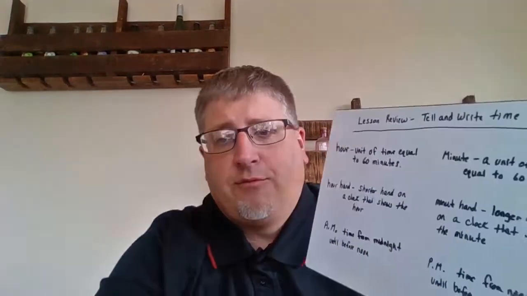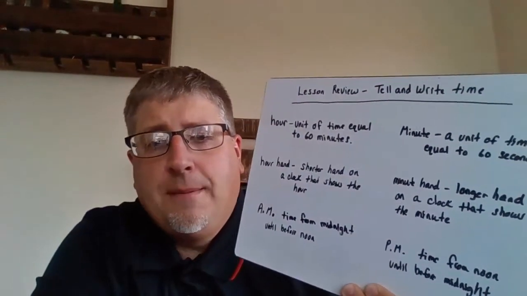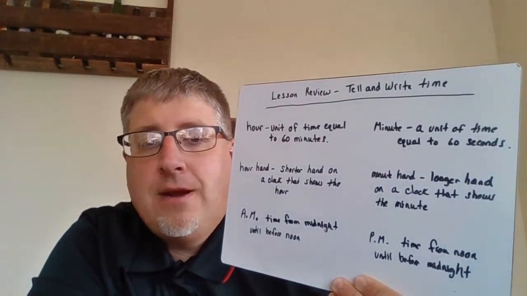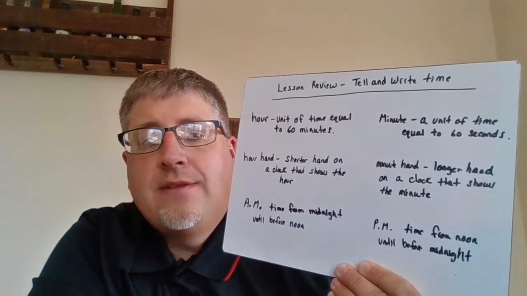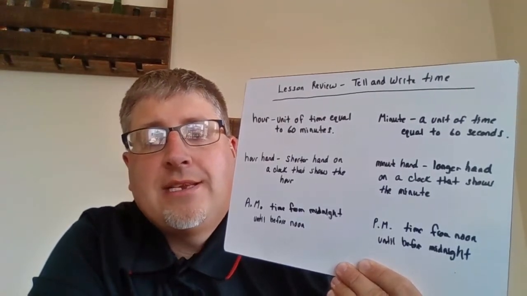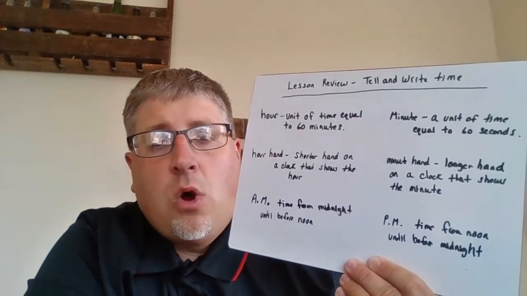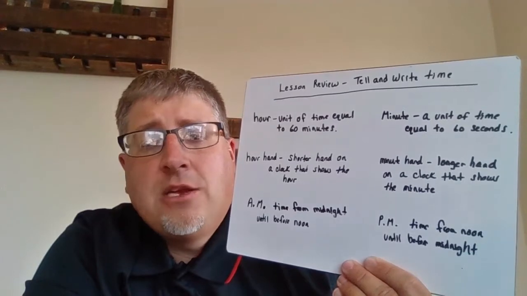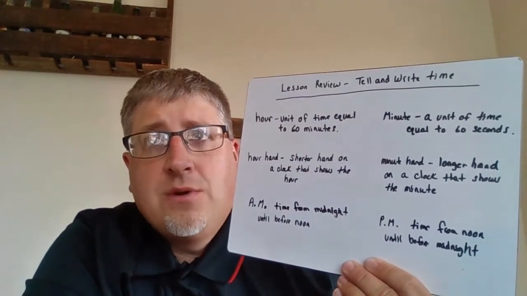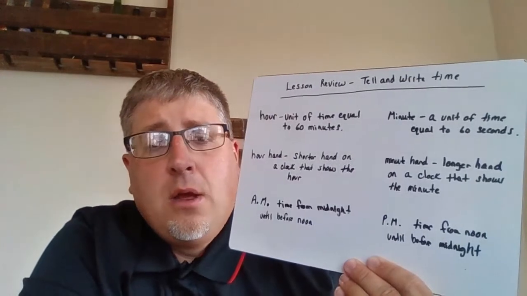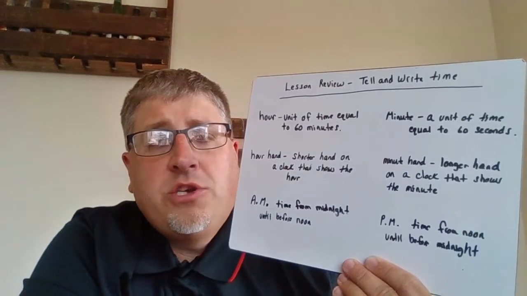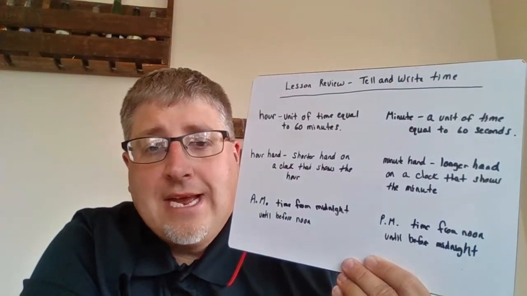Kind of the review pieces here I have written out here. We're just going to kind of briefly go through them. An hour is a unit of time equal to 60 minutes. All right, when we're thinking about that clock, an hour is a unit of time equal to 60 minutes. So it takes 60 minutes to go all the way around the clock to get to an hour. And a minute is a unit of time equal to 60 seconds. So if I was to slowly count to 60 by ones, that would be 1 minute. So hours and minutes are what you need to understand when we are telling time.